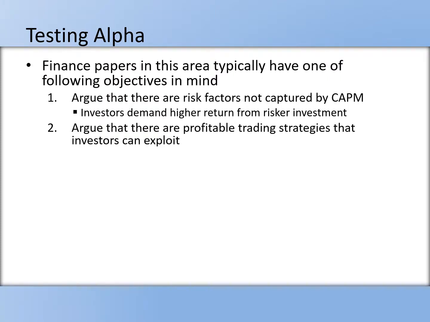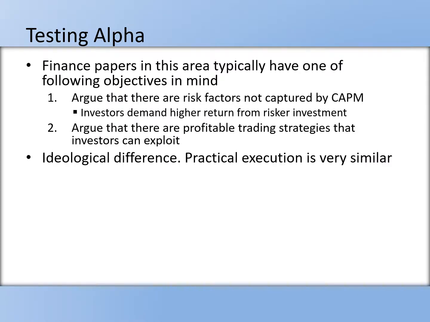The second objective would be to argue that there are profitable trading strategies that investors can exploit. You want to look for anomalies that earn you higher profit. So there are these two objectives. Now, these two objectives are mostly an ideological difference, right? If you are in the camp of efficient market, then you would say you're looking for risk factors. If you're in the behavioral camp, then you would say you're looking for profitable opportunities. These are ideological differences because the statistical analysis is practically the same in either case. It's just how you interpret the findings that differs.